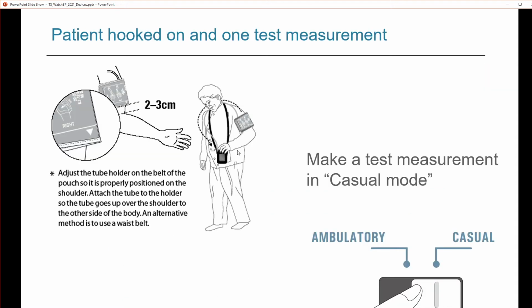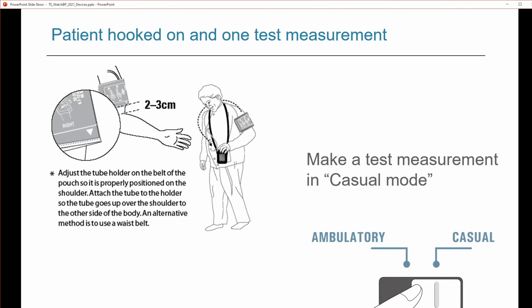Now you have to prepare the patient for this measurement procedure. So what you need to do is you hook on the cuff, and you do that by positioning it at 2 to 3 centimeters above the elbow. There is an artery mark on the cuff, and this artery mark needs to be at the position of the brachial artery of the patient.